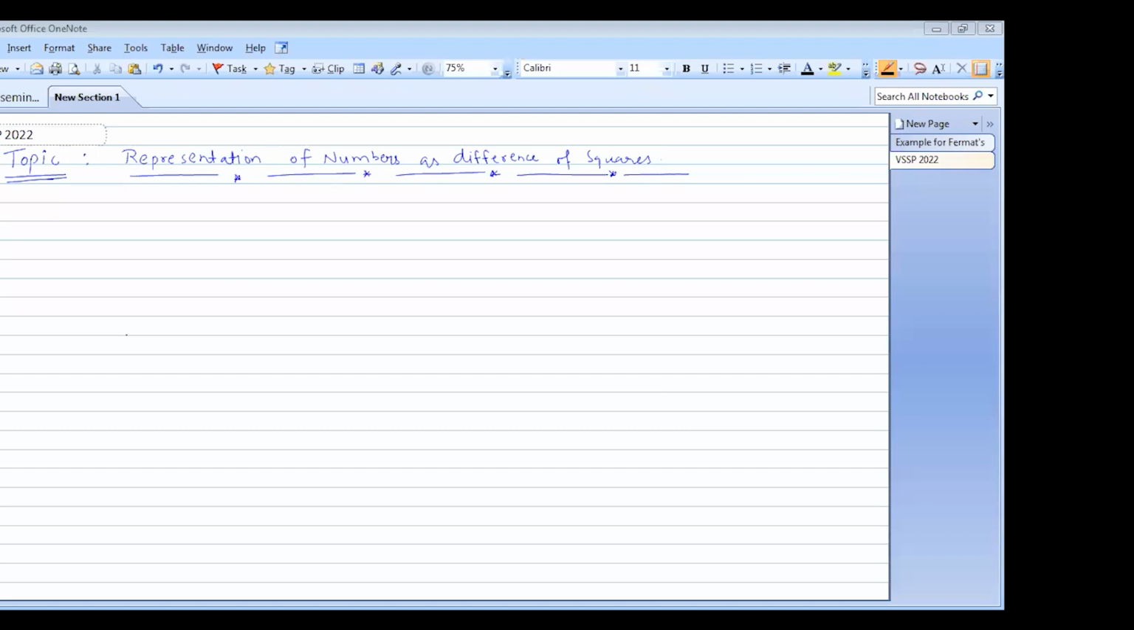Hello everyone. We will be talking about the representation of numbers as a difference of squares. If I have an integer, let's say m, will I always be able to write m as a square minus b square, where a and b are some integers again? So we will think about which numbers we can write in this form. Before that, we will see one small result which will help us in proving this.